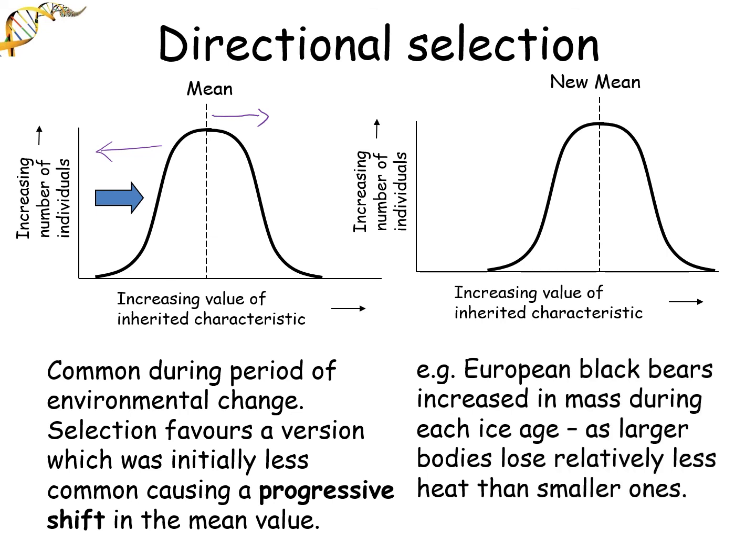Okay, so as an example, we have for this one, European black bears, they increased in mass during each ice age because the larger bodies would have a smaller surface area to volume ratio, which means they lose heat less. So you can see a progressive shift to that new mean. And then when the conditions change, now it becomes more expensive in terms of cost to have a larger body mass, so that mean will shift back down again. Okay, this is something which does move back and forward according to changes that are happening, and this is really important now when we consider climate change and impacts that way.